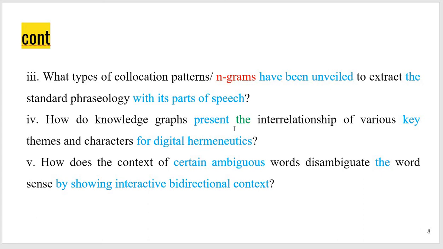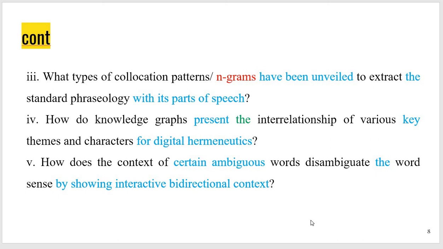How do knowledge graphs present the interrelationship of various key themes and characters for digital hermeneutics? Here, knowledge graphs is independent variable and it is showing interrelationship of themes and characters. This is dependent variable. And the purpose of this research is for finding digital hermeneutics.